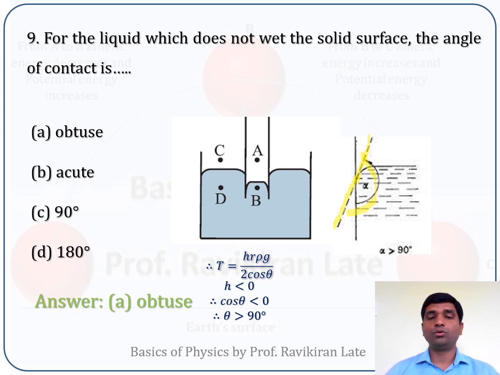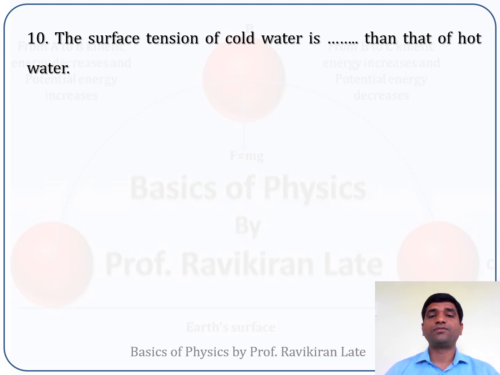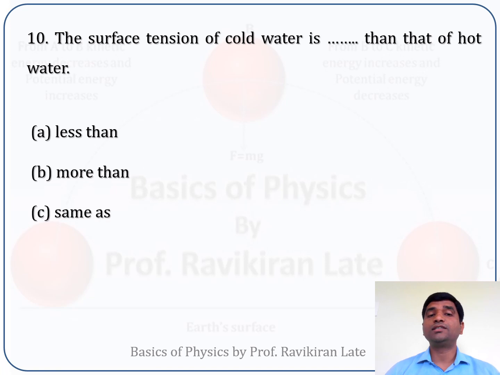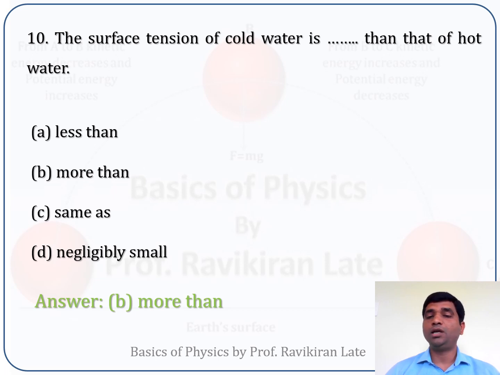Okay, now we will move to the next question, question number 10. The surface tension of cold water is dash dash than that of hot water. We just saw that if you heat the water, it gets a higher ability to remove dirt from your hand. So if you increase the temperature of the water, its surface tension decreases. So obviously the surface tension of cold water is more than that of hot water. So the correct option in this MCQ will be option number B, more than.